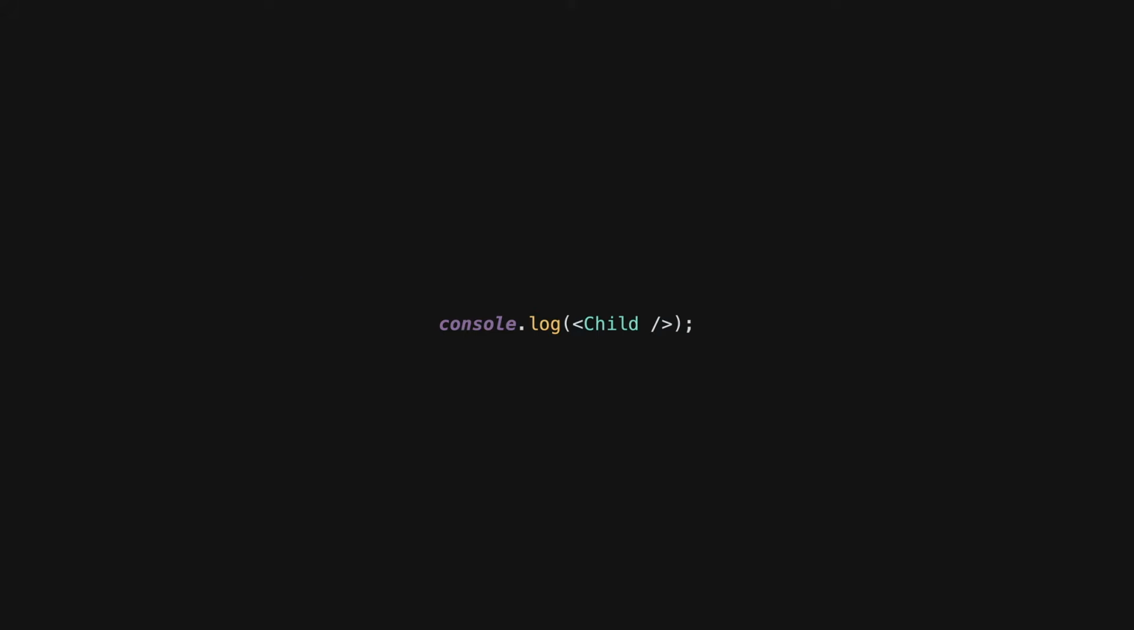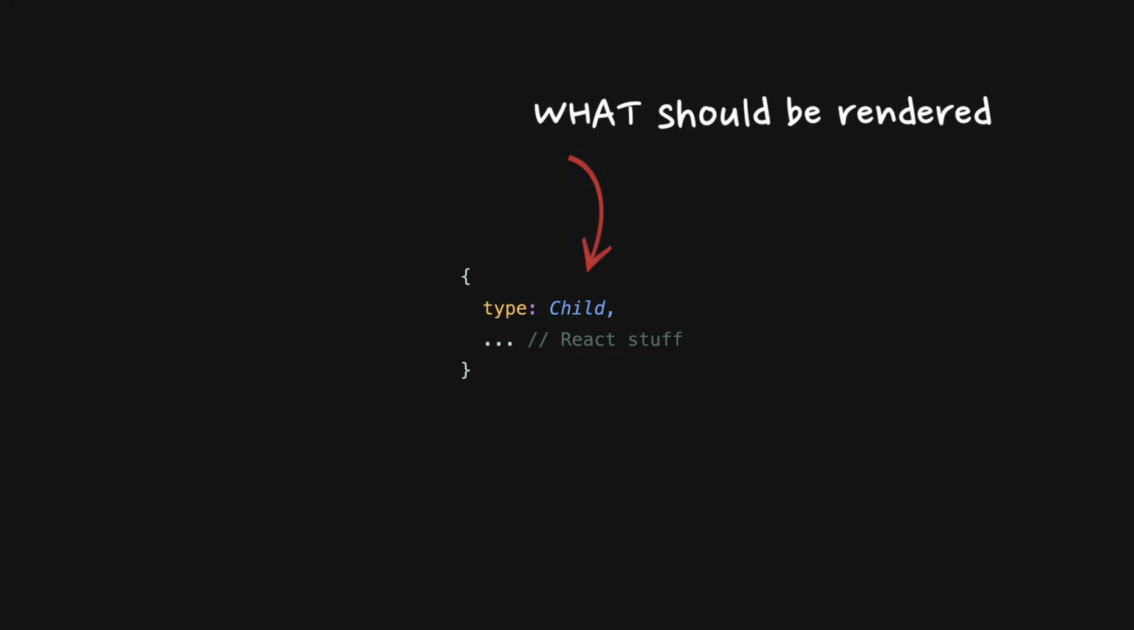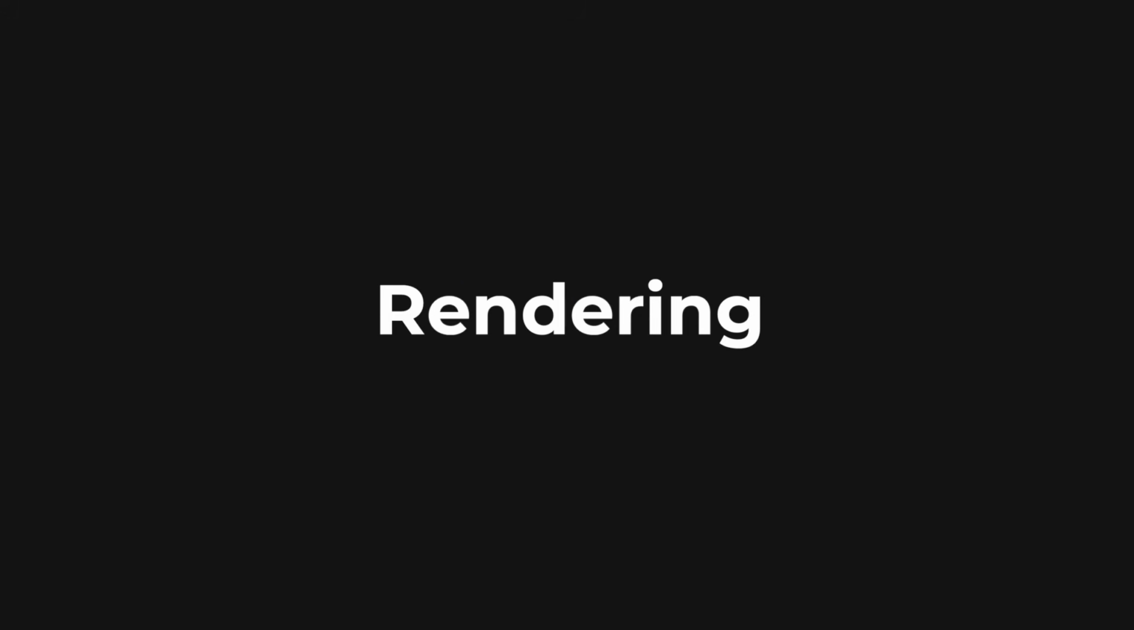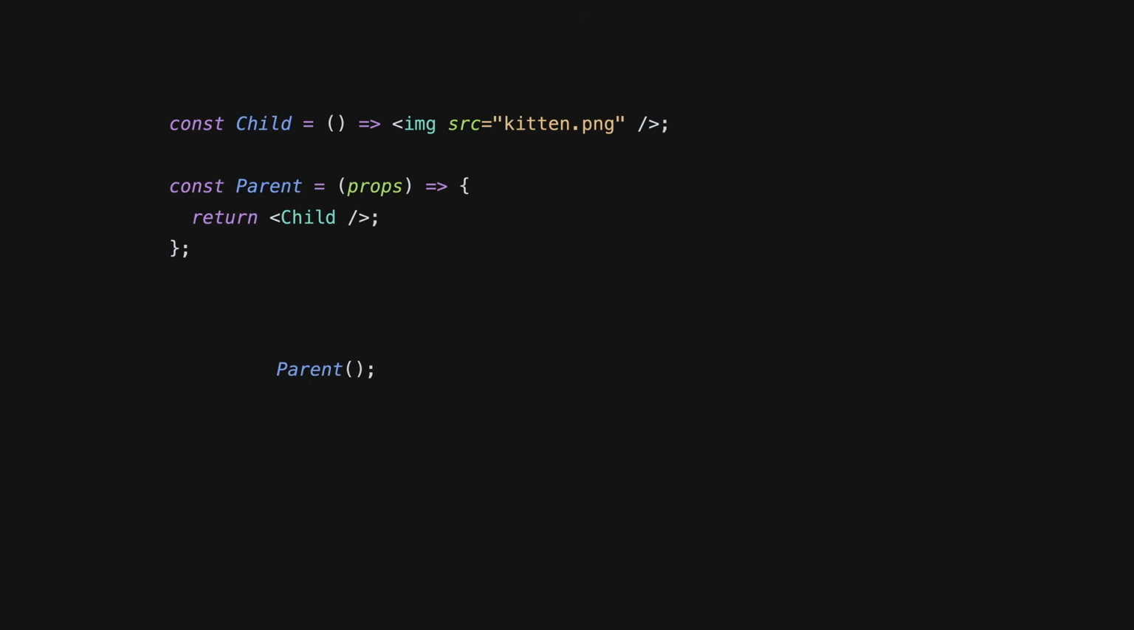If we console log our element, we will see an object that has a type property. Type tells React what should be rendered from this element. If the type is a function, then React will assume that this is a component and will trigger rendering of that component. If the type is a string, React will convert it into a DOM element right away. Now to rendering. What we know as rendering is React taking the root component, calling its function, taking elements that are returned from this function, and converting them into DOM elements.